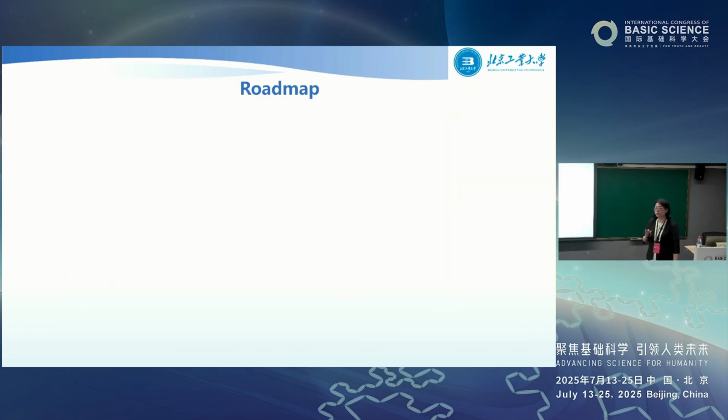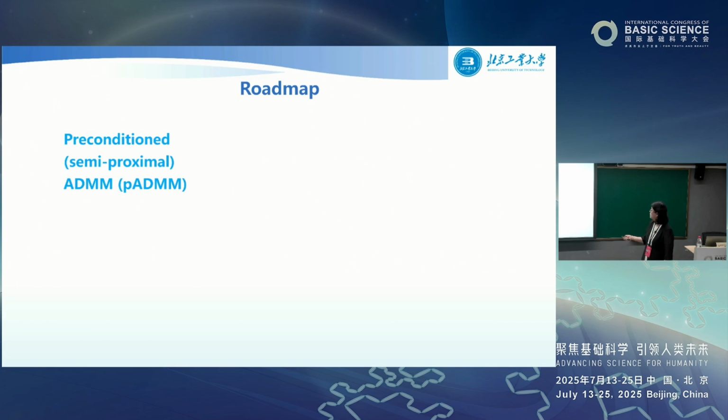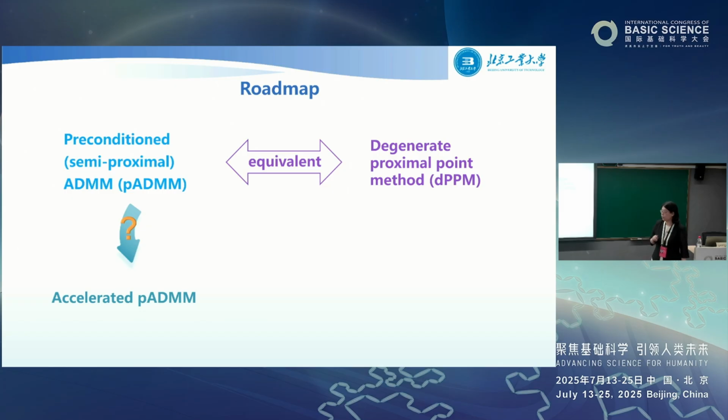So the whole roadmap is we try to find a technique to accelerate the preconditioned ADMM method. So we try to get this accelerated PADMM. But how? We explored the link between the preconditioned ADMM and the degenerate proximal point method. Usually we know the PPA method, but for us, it's the degenerate case. I will explain the details.